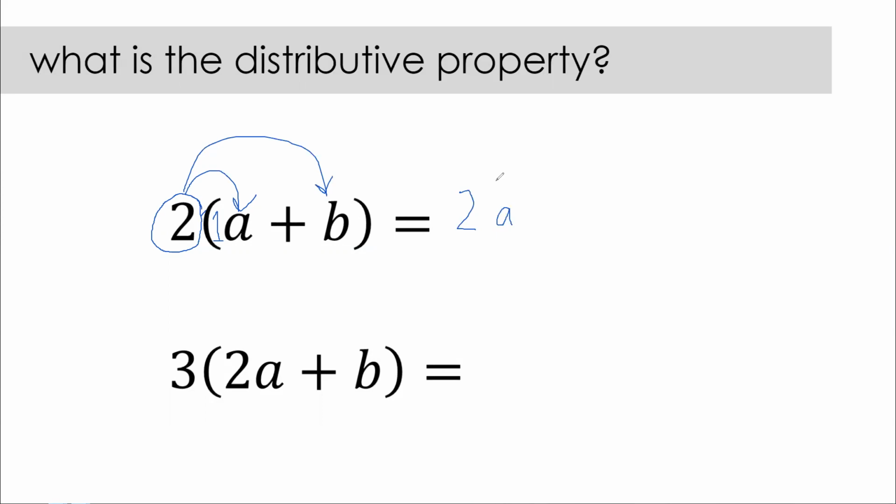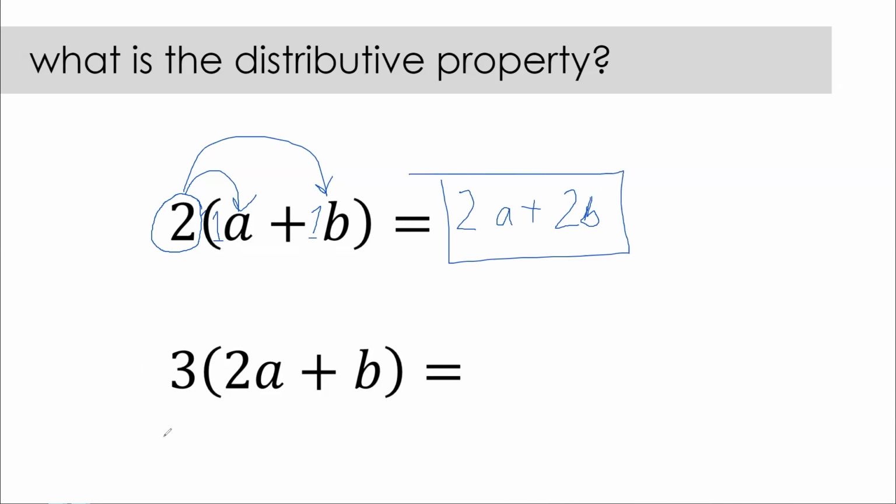I see an addition sign, so I'm going to write my addition sign. And then I've got 2 times b, or 2 times 1b. 2 times 1 is 2, and we keep our b. I've completed this first problem, and that's going to be our answer.